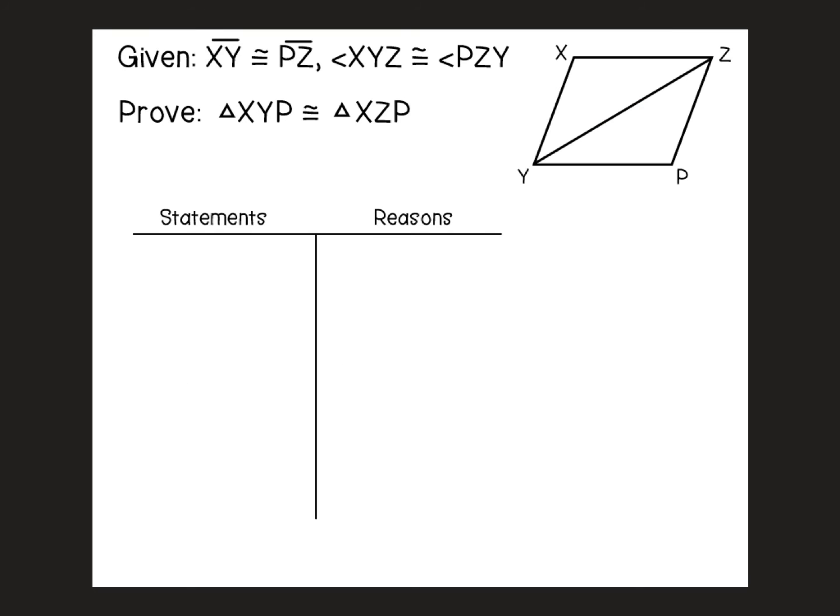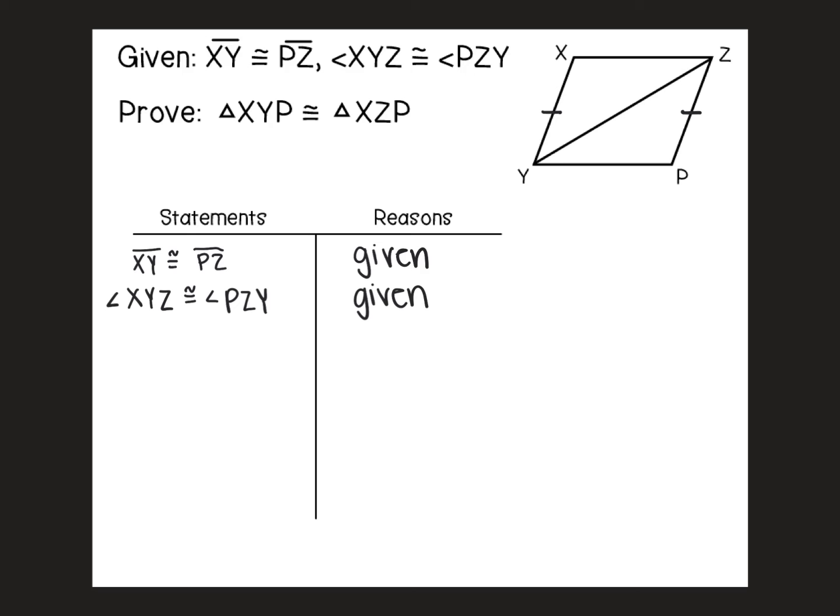Very similar to the last one, so we're going to start by writing out our givens. So XY is congruent to PZ. We're going to mark our diagram. So XY, PZ both get 1 mark. The second statement is angle XYZ is congruent to angle PZY. Those are both my givens. I forgot to write down that first one.